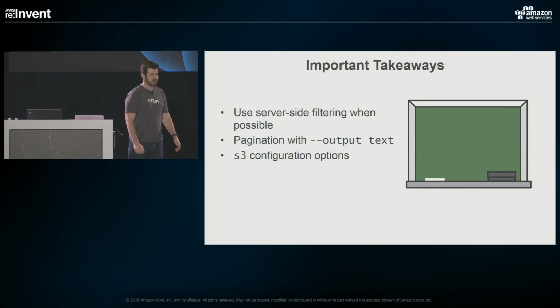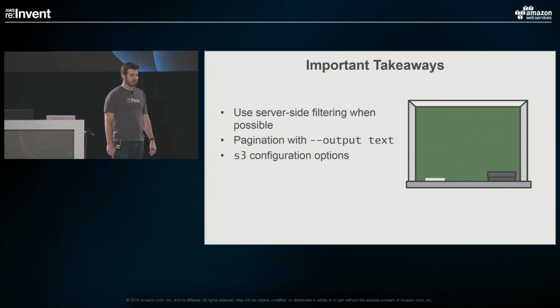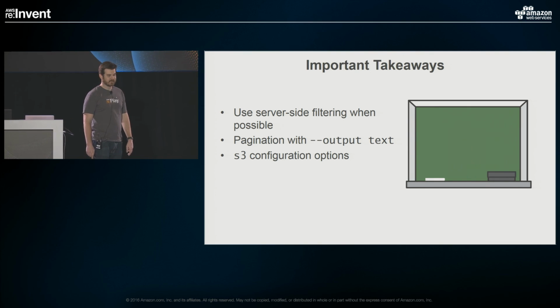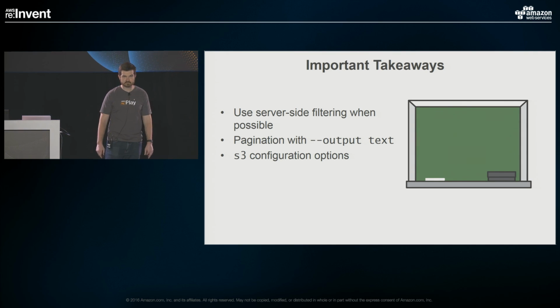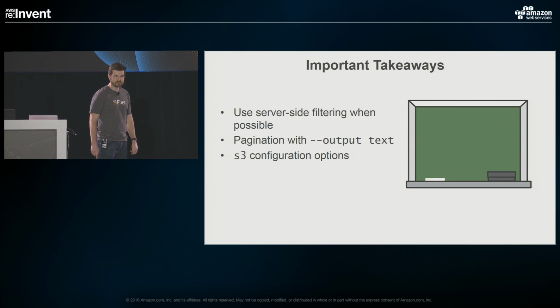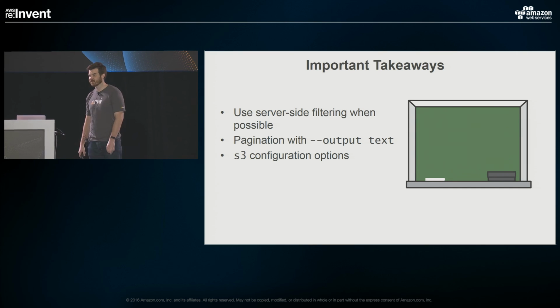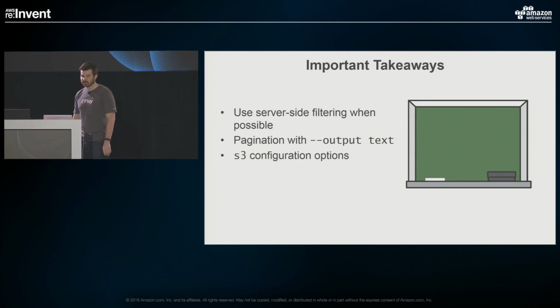Now let's talk about the important takeaways in terms of understanding performance implications. First, I talked about server-side and client-side filtering. The takeaway there is always use server-side filtering when possible. I also talked about pagination. If you're trying to have a workflow where you're describing resources and then performing actions on them, make sure you use output text and pipe those commands together. And finally, I talked about max concurrent requests and how setting that can actually affect your performance speed. And finding that specific value you need is important.